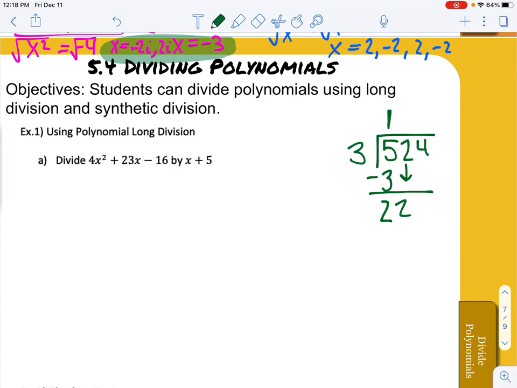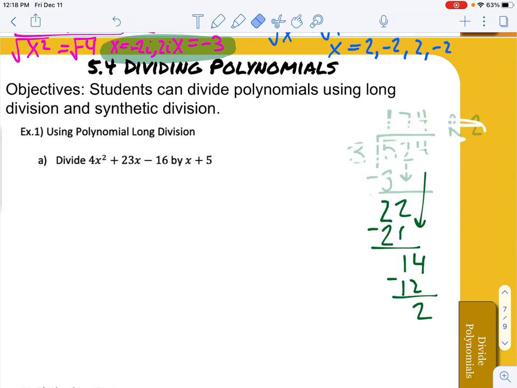Then we decide how many times 3 goes into 22. That is 7 times. Multiply 7 times 3 and bring that down. And that leaves us with 1, and bring 4 down to have how many times 3 goes into 14. That is 4 times. So we would have remainder 2 here, with the answer being 174.